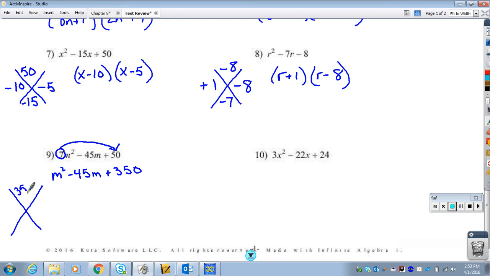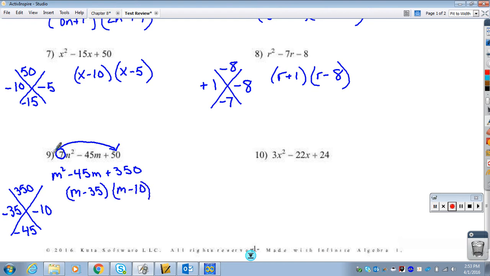Alright, so I need numbers that multiply to 350 and add to negative 45. So again, multiply to a positive, add to a negative, both are going to be negative. And these numbers are going to end up being 35 and 10. Negative 35 times negative 10 is positive 350. Negative 35 plus negative 10 is negative 45. So my factors are m minus 35 and m minus 10.